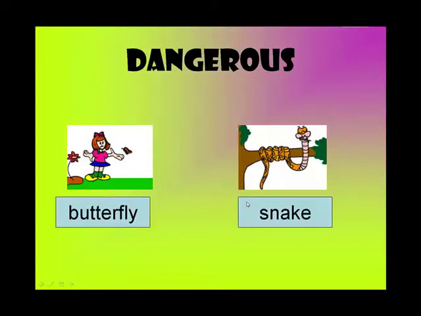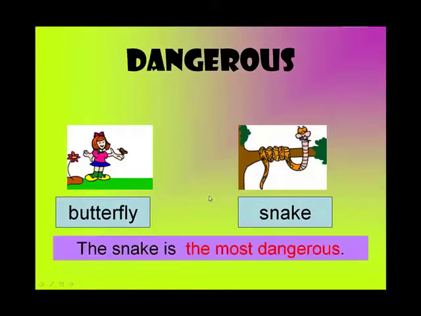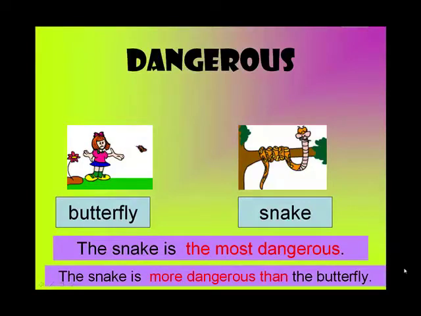Dangerous is the long adjective. Dangerous, okay? So it requires a different way. Butterfly is the animal here and snake here. So we use a superlative for these 2. The snake is the most dangerous. We're adding the for the superlative and most. And now the comparative, the snake is more dangerous than the butterfly. Okay? The snake is more dangerous than the butterfly.